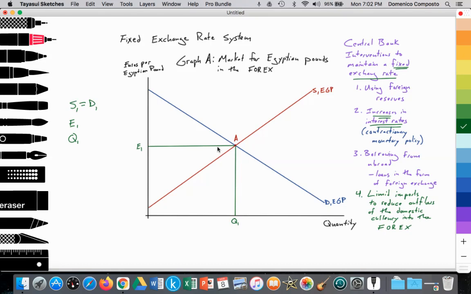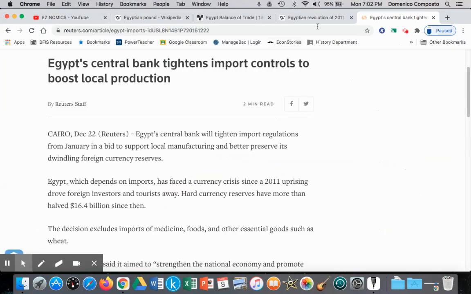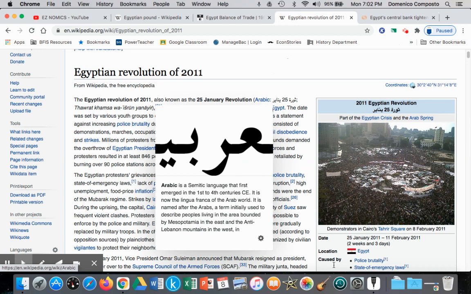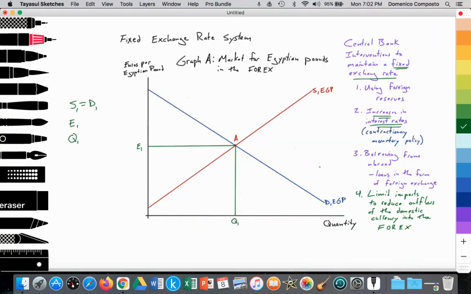Then we have the 2011 revolution, and let's just assume that it disrupts Egypt's ability to export. As a result, let's assume that there's decreasing demand for Egyptian pounds since it's not going to be exporting as much due to the political unrest. We're just going to make that assumption. So demand for the Egyptian pound falls from D1 to D2 due to demand falling for its exports.